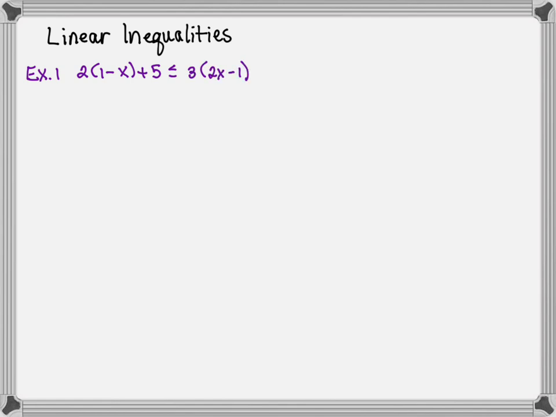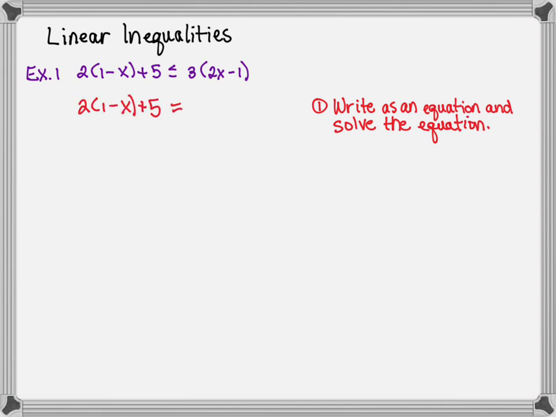2 times the quantity 1 minus x plus 5 is less than or equal to 3 times the quantity 2x minus 1. So our first step will be to write this as an equation and then solve the equation. So I'll rewrite this as 2 times the quantity 1 minus x plus 5 equals 3 times the quantity 2x minus 1. To solve this, we'll start by distributing.